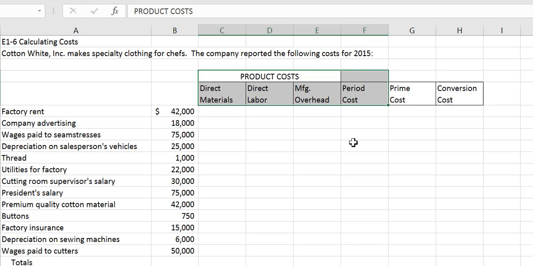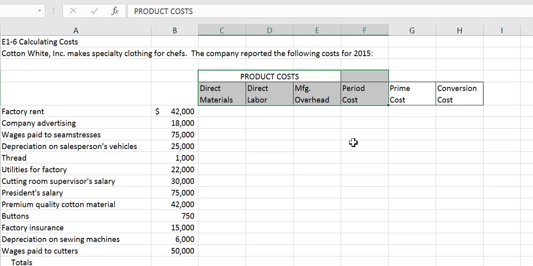Prime cost is just the sum of direct materials and direct labor. Conversion costs is just the sum of direct labor and manufacturing overhead. So once we've decided which one of these four categories it goes into, we're really done. The other ones are just a calculation.